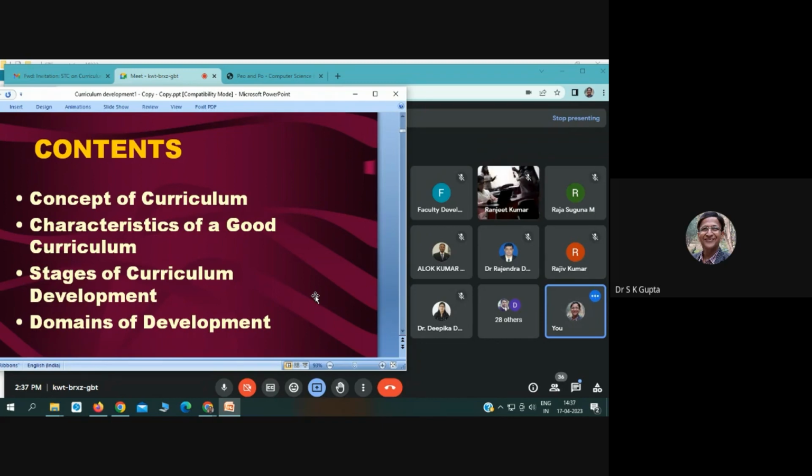May I request that if anybody can give me an idea of what they understand by the term curriculum and what is the term syllabus? Are these two same terms or are these two different terms? Anyone, please? Because we usually use these two terms, what is the curriculum, what is the syllabus. Anyone, any idea?